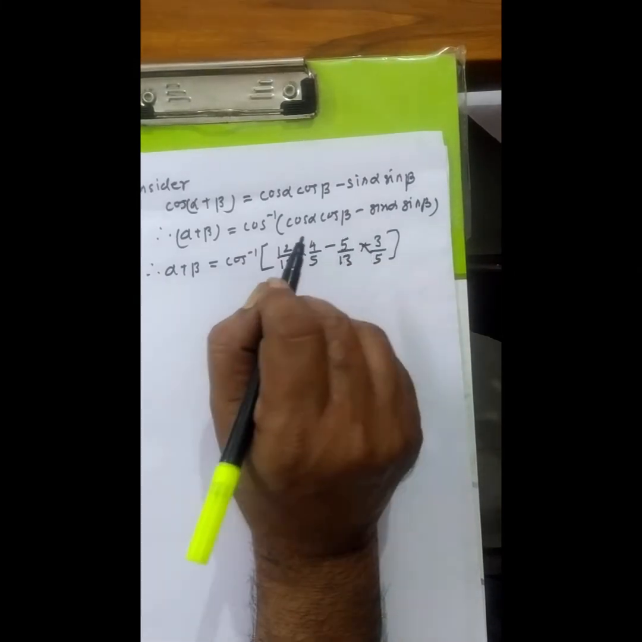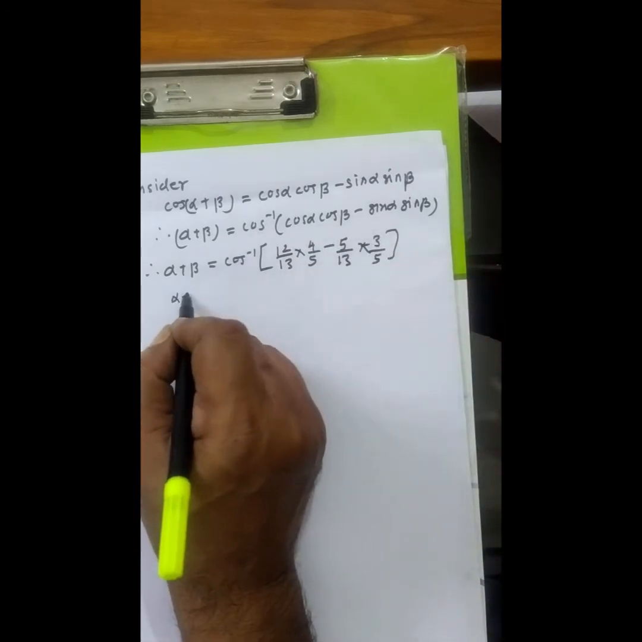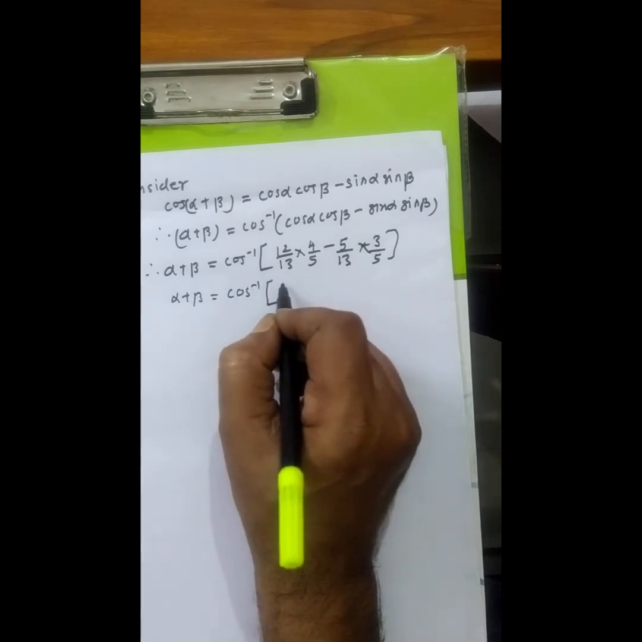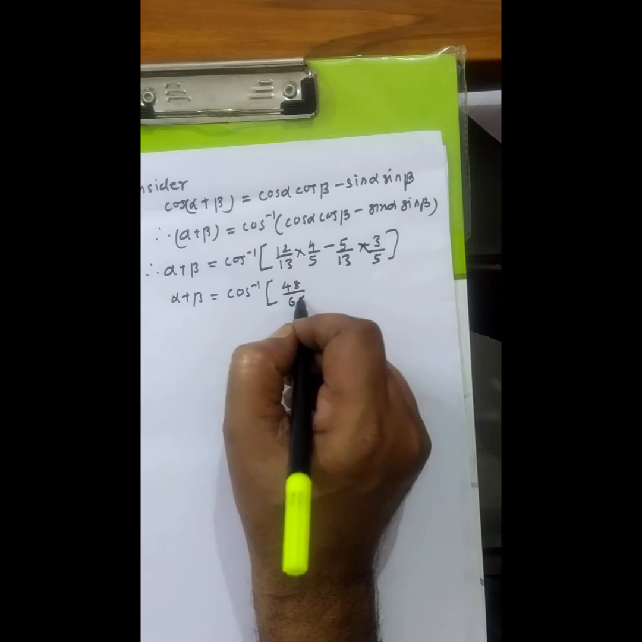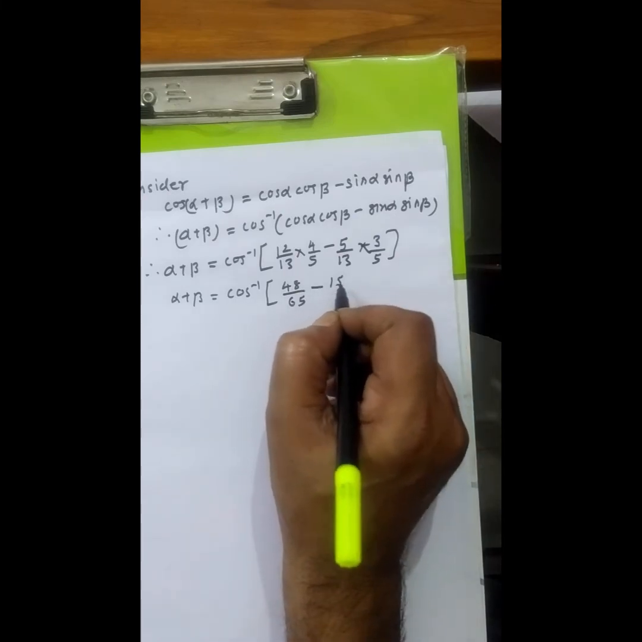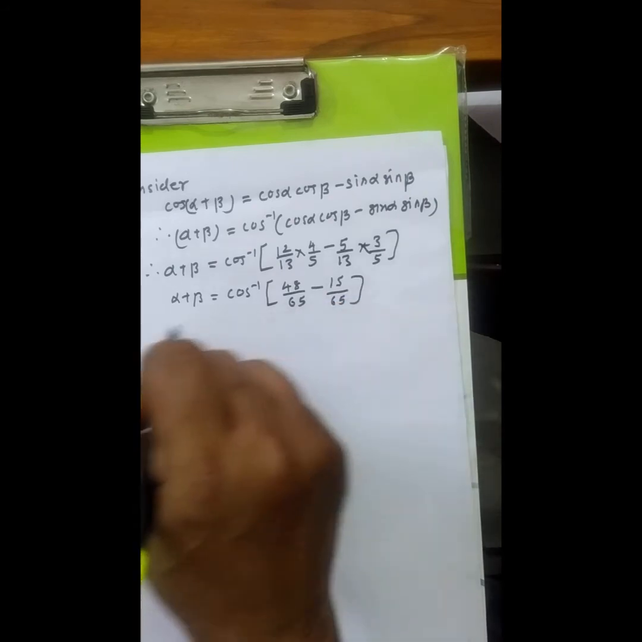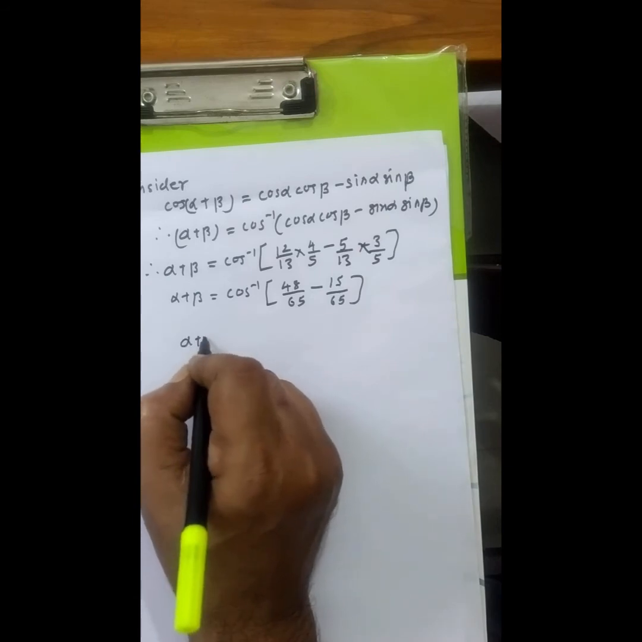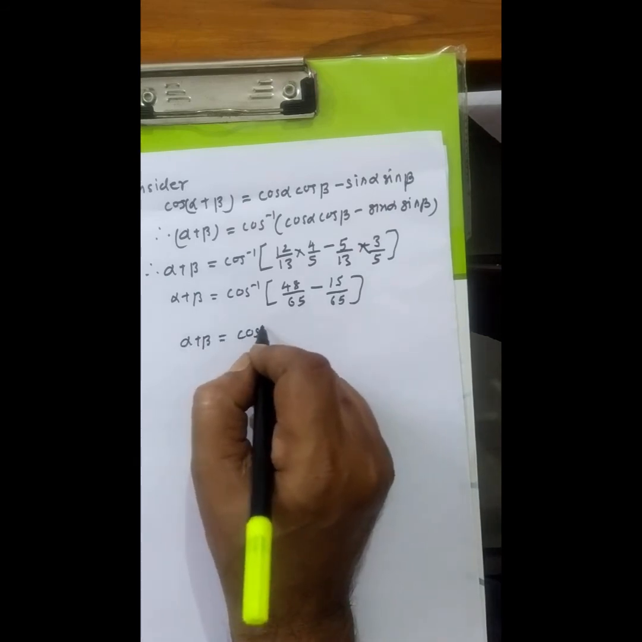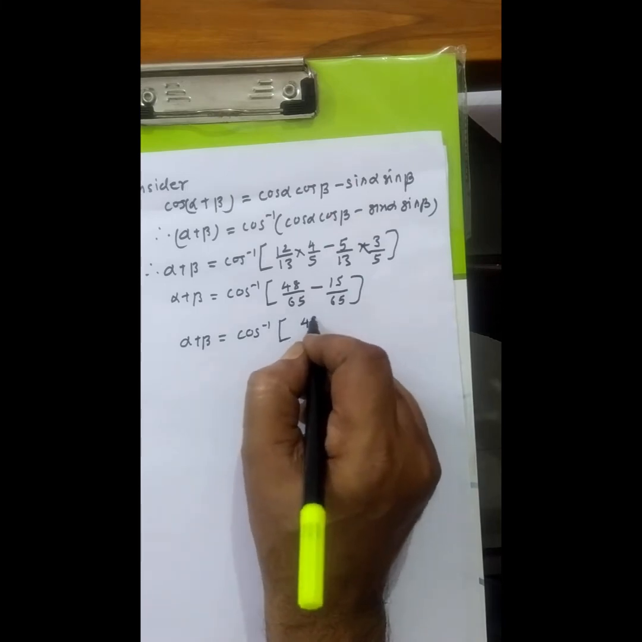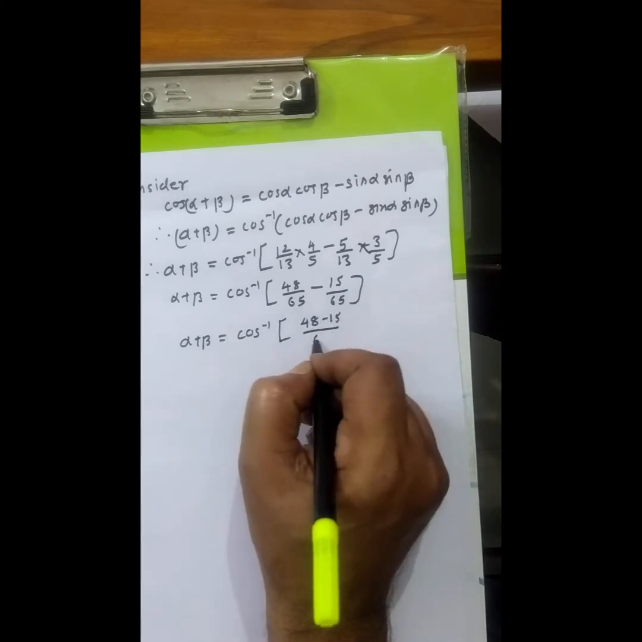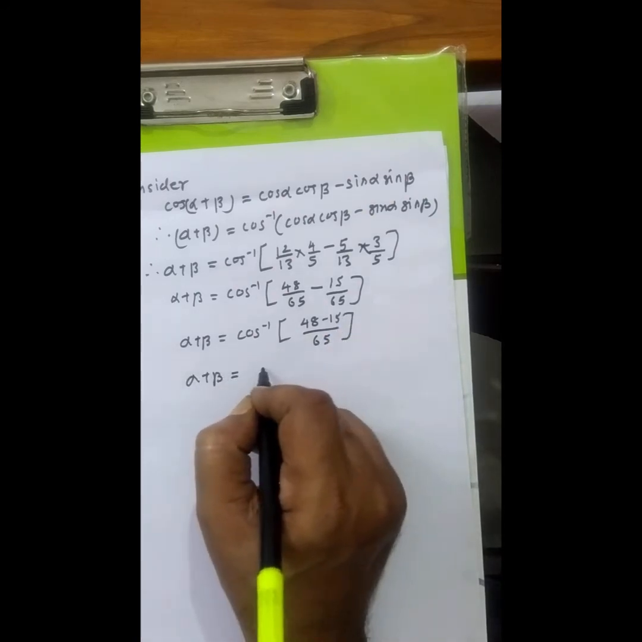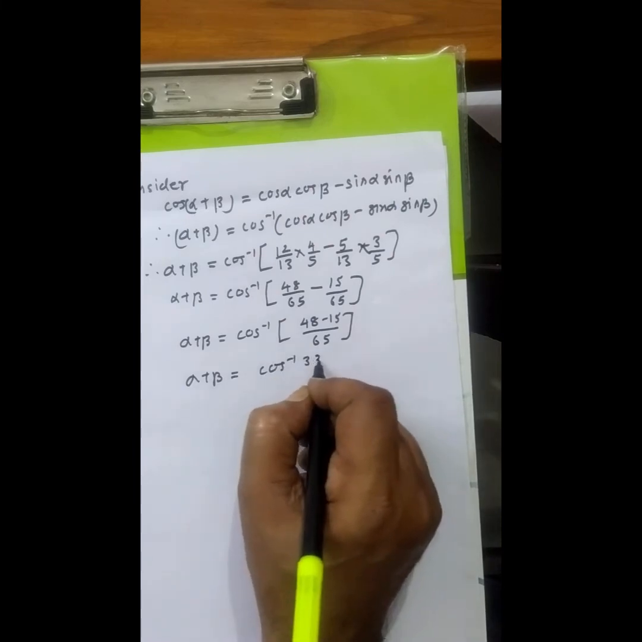Now we'll simplify. If we simplify this, alpha plus beta equals to cos inverse of 12 into 4, 48 divided by 65 minus 15 divided by 65. Now again, if you take LCM and simplify, you will get alpha plus beta equals to cos inverse of 48 minus 15 divided by 65. So this will be alpha plus beta equals to cos inverse of 33 by 65.